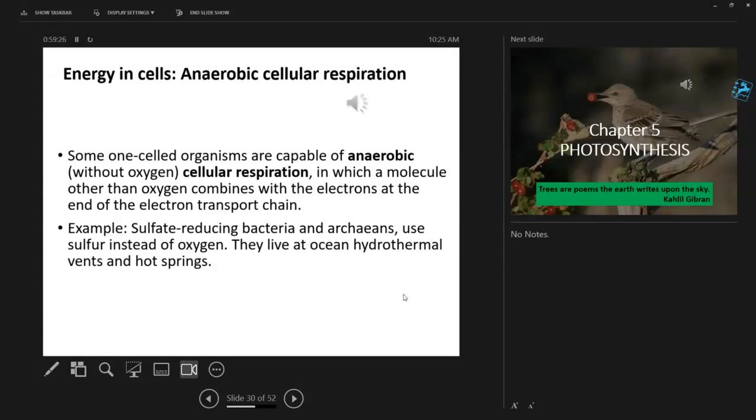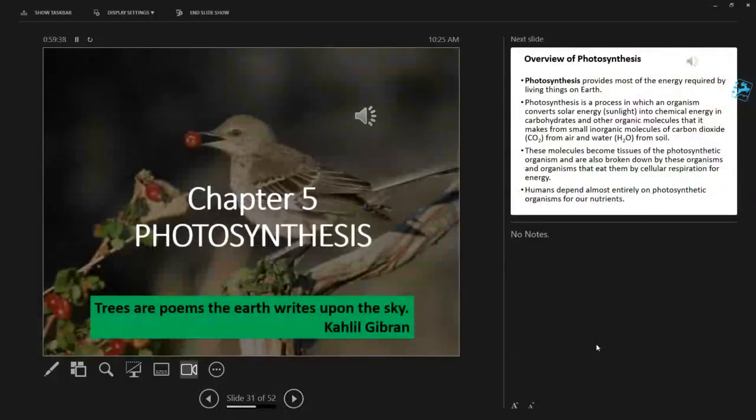Okay, we should take a break and then start looking at the next chapter, chapter 5, about photosynthesis. It's just equally fascinating or boring.